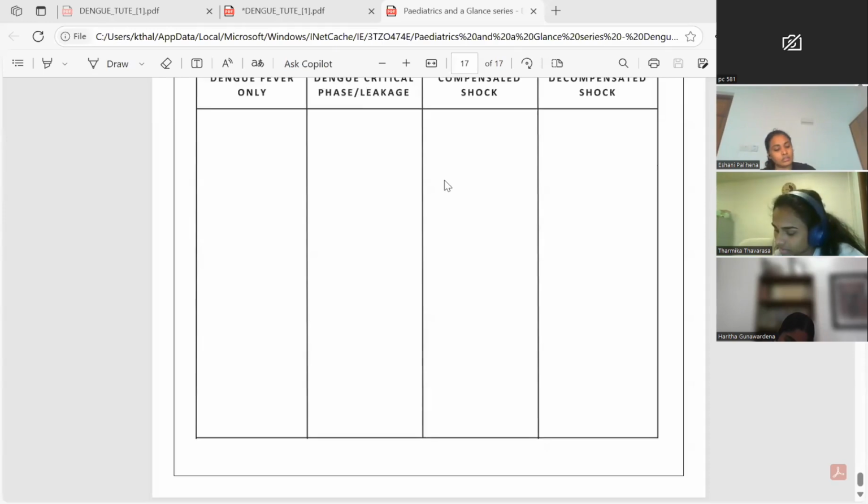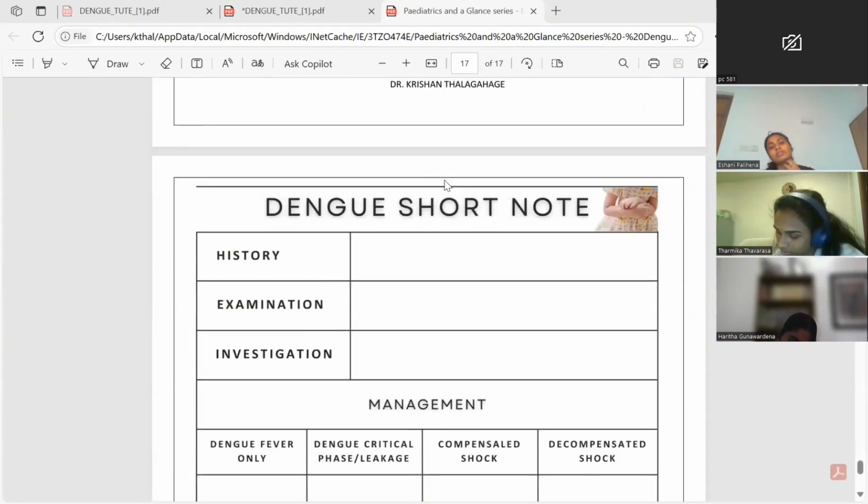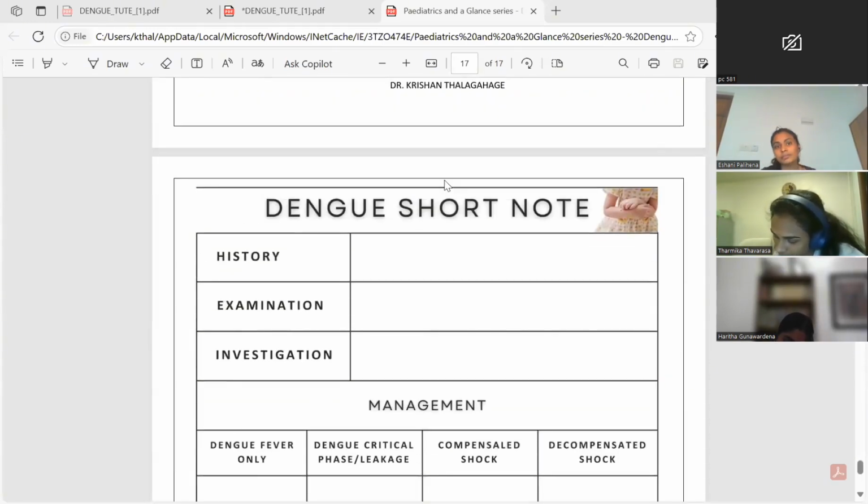Right. Okay. So that's dengue. So we discussed case scenarios, history taking, everything. Now we'll go to questions and see how to approach questions.